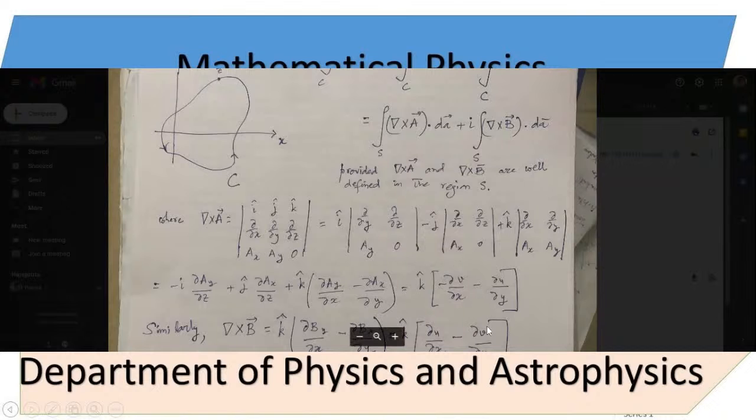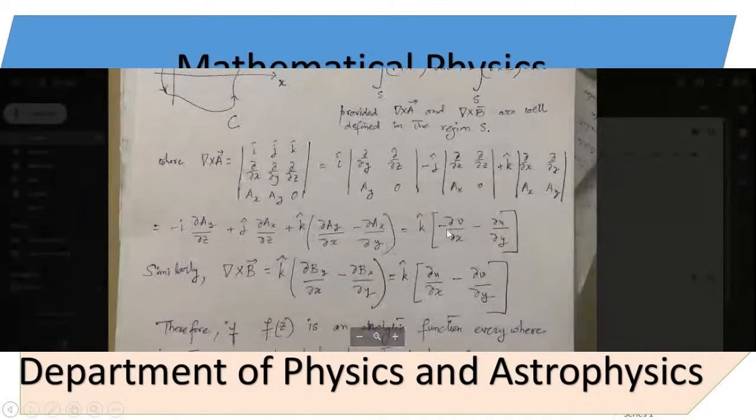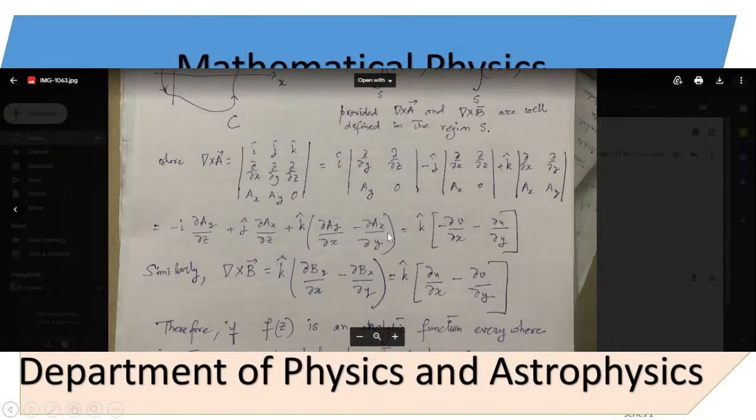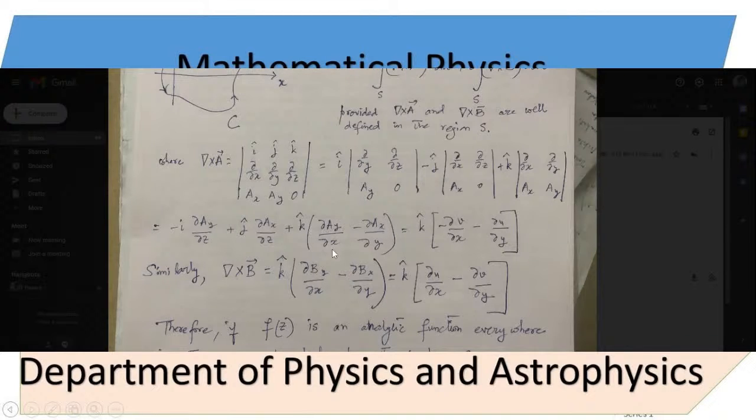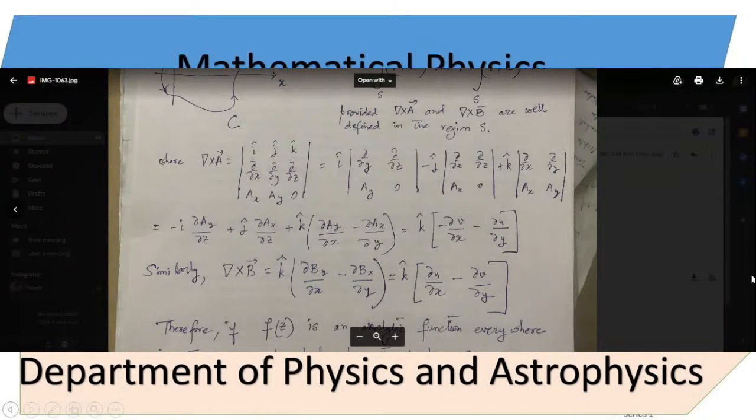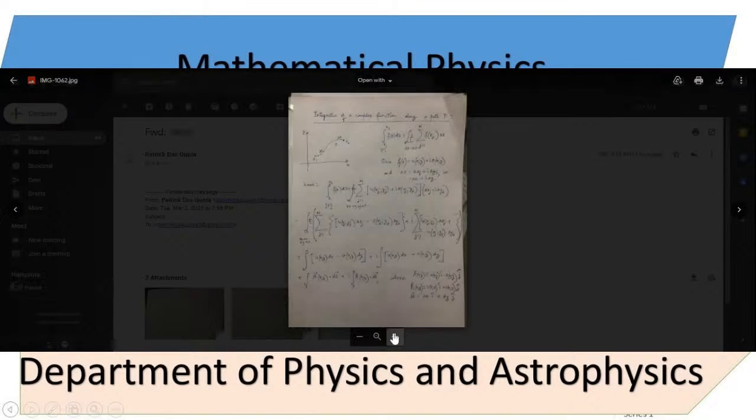Here I have shown you the full calculation. When you take the curl of A using the determinant, you will get the result as minus i unit vector del Ay by del z plus unit vector j del Ax by del z. This is a unit vector, not iota. But Ay doesn't depend upon z, Ax doesn't depend upon z, so these two terms will be 0. And you get k unit vector times del Ay by del x minus del Ax by del y. But what is Ay and Ax? Go back to our previous result.